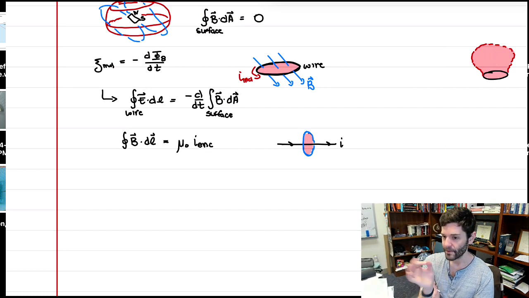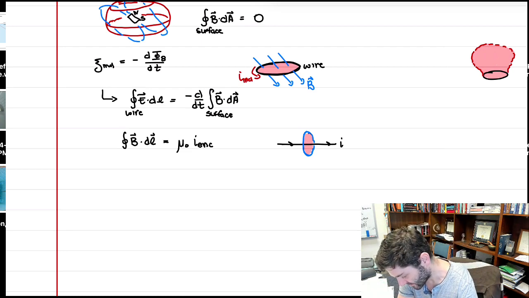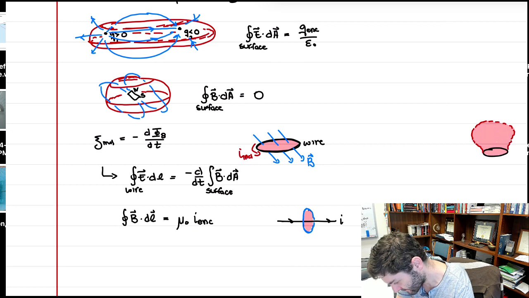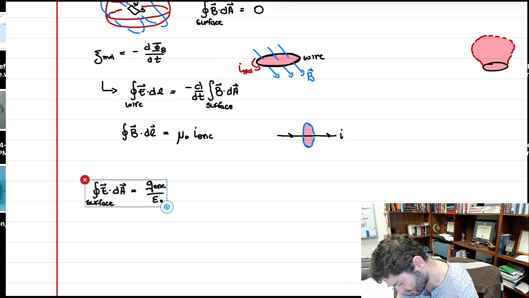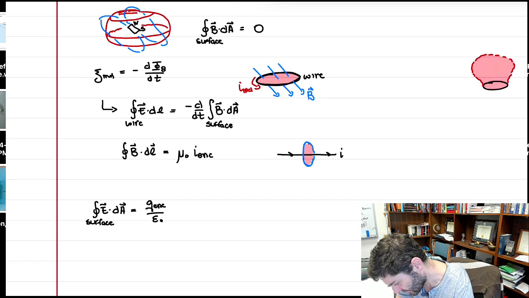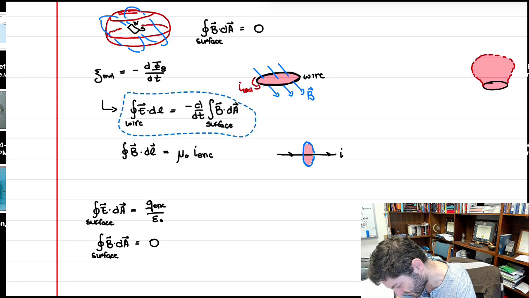So these four equations end up being incredibly important. Let's write them down all together. Let me just copy them rather than rewrite them. So we have Gauss's law. We have no magnetic monopoles. We have Faraday's law.